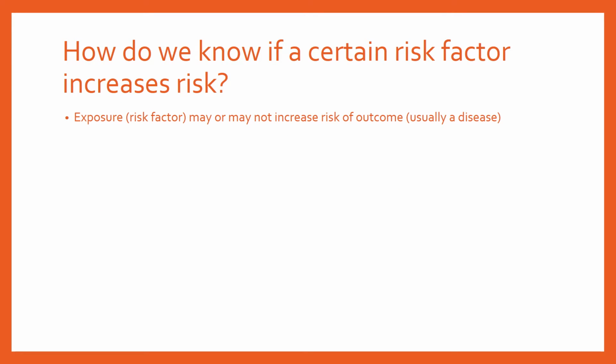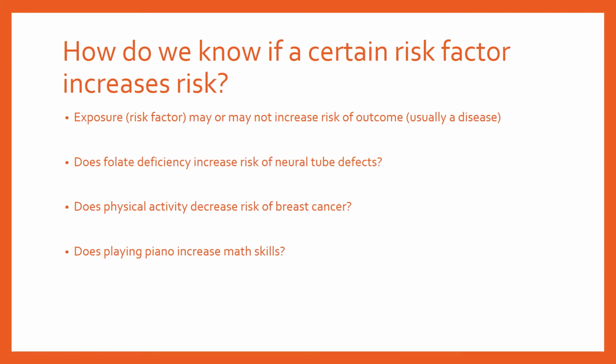So we've mentioned the term risk factor a little bit. Another term that might be used interchangeably with risk factor is exposure. This is some variable that may or may not increase the risk of some outcome. Usually in epidemiology, the outcome is a disease, but it doesn't have to be. So for instance, if the question is, does folate deficiency increase risk of neural tube defects? This is a birth defect that can occur. The risk factor is folate deficiency. The outcome is neural tube defects.